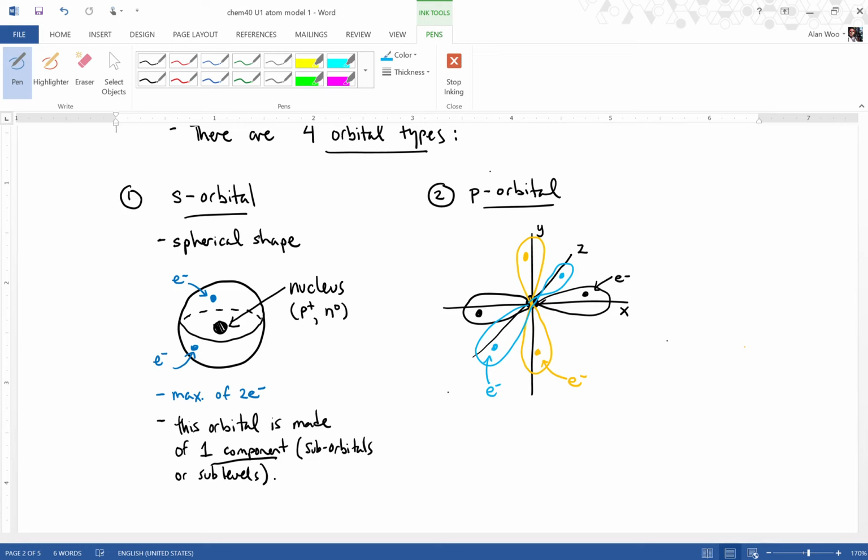Now, this entire thing that we have here, okay, this entire structure, this is a single p orbital. Okay, it's made from 3 components.